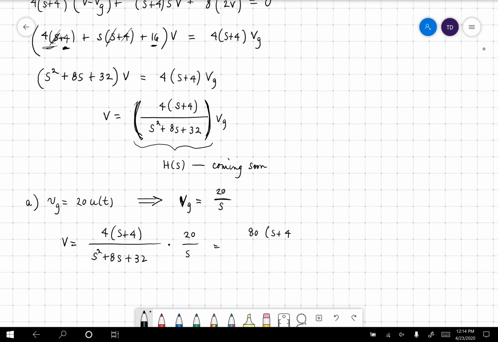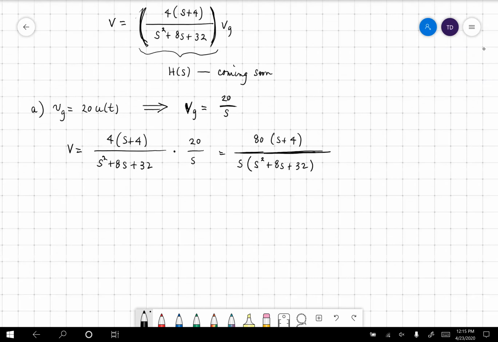And I know all of you know that this is nothing more than 80 times S plus 4. And by the way, it doesn't matter if we expand the numerator. It's the denominator that we really want as its factors. And so I'm going to leave this as factor S, and then the following, S squared plus 8S plus 32, needs to be factored out to write it in its partial fraction expansion. So this is what V is equal to for part A.